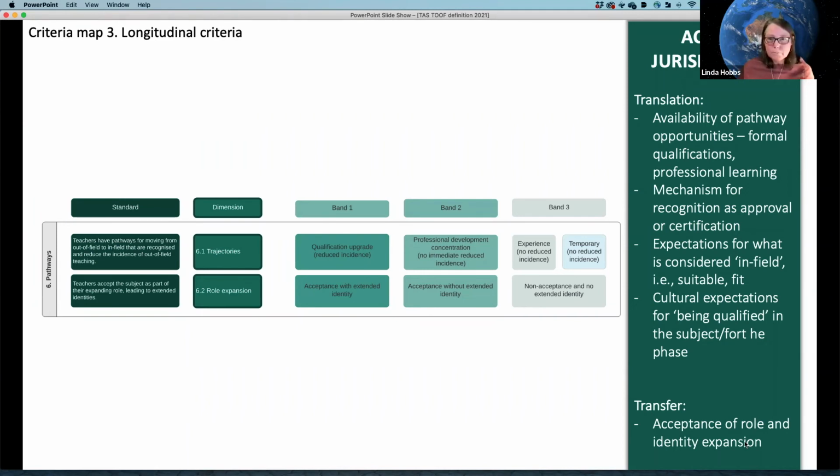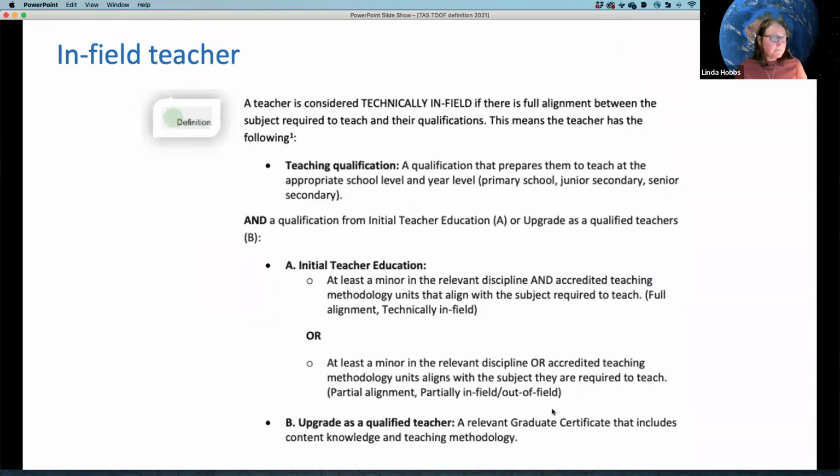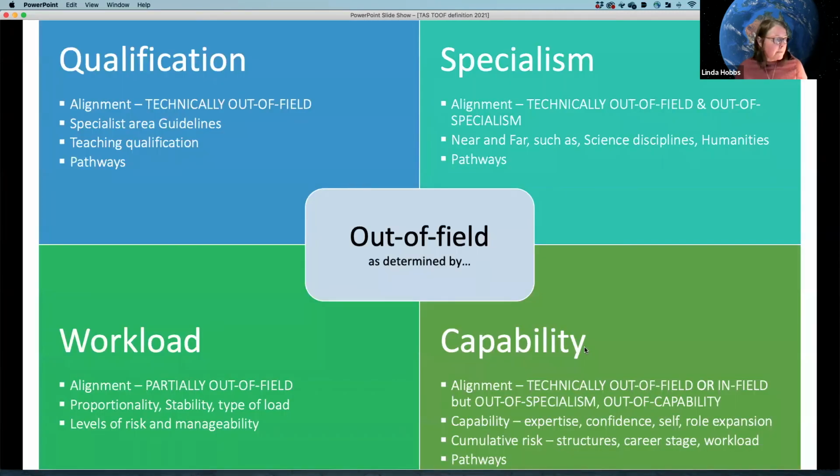I'm going to put in the chat while we're talking the document that we use to generate these, if you're interested. But other aspects within that, I've got 1 minute, is some clear definitions for in-field and for out-of-field. So there were 4 different out-of-field definitions. One was based around qualification, standard. One based around specialism, which comes back to that multidisciplinary subject.